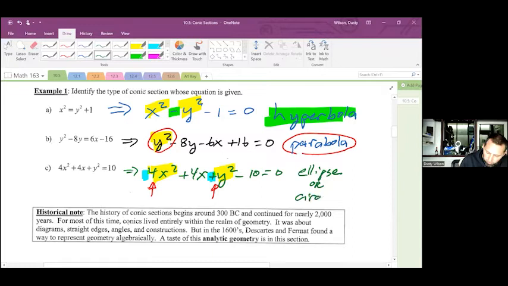Or circle. But since we have the different coefficients in front of the x squared and the y squared, we know this is an ellipse.